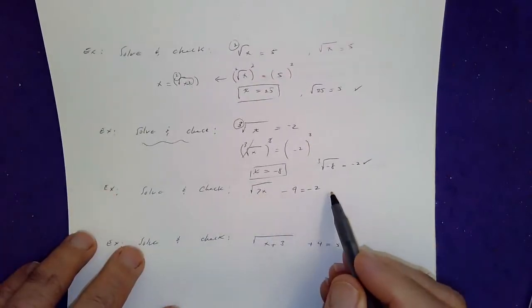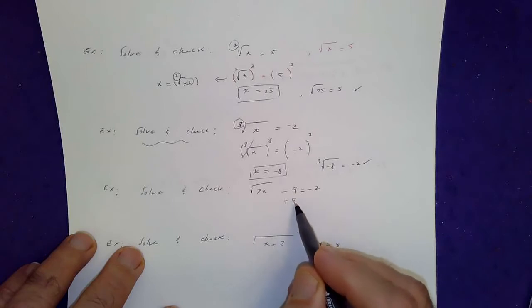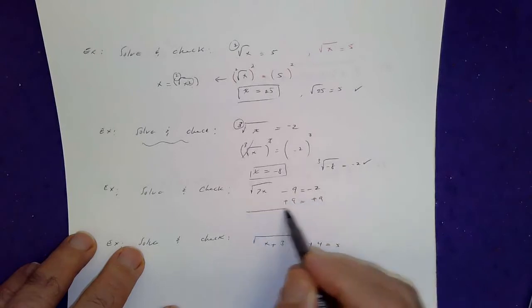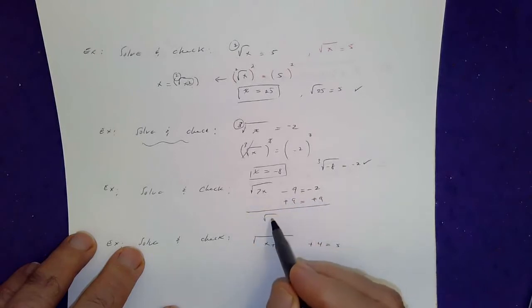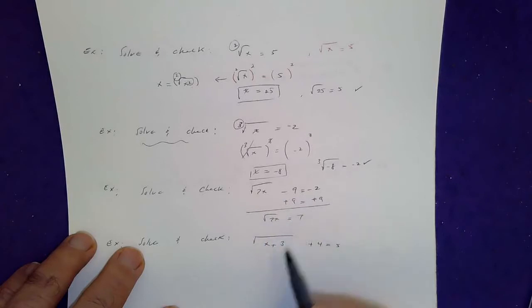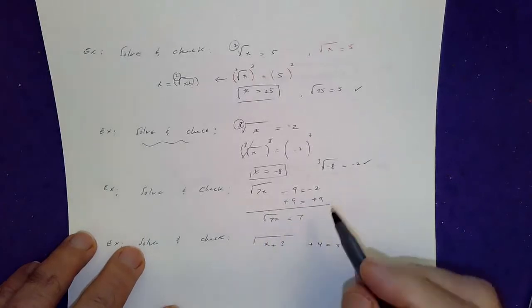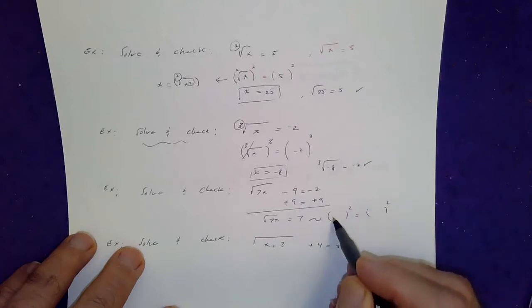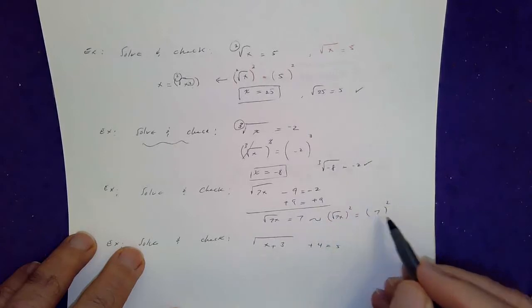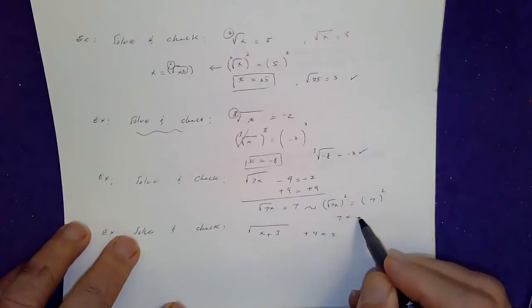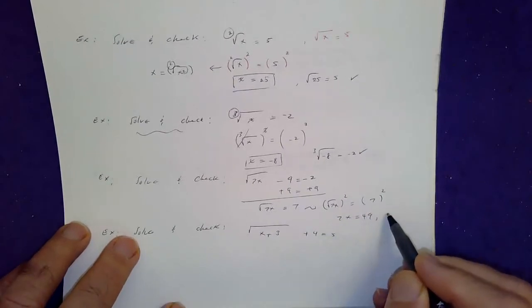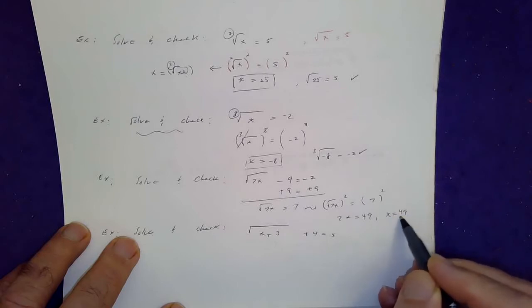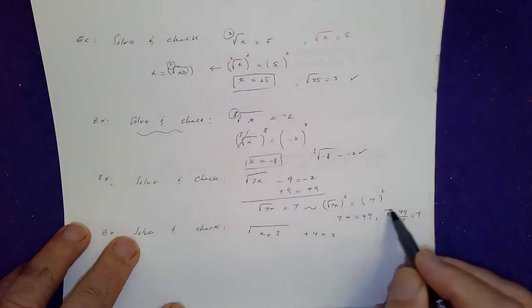Square root of 7x minus 2 equals -2. First things first, you've got to isolate the radical on one side before you square both sides. The next step is to square both sides. And you get 7x equals 7 squared, which is 7x equals 49. Divide both sides by 7. So the answer is 7.